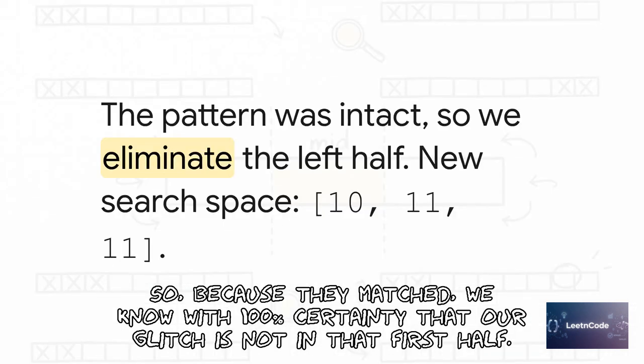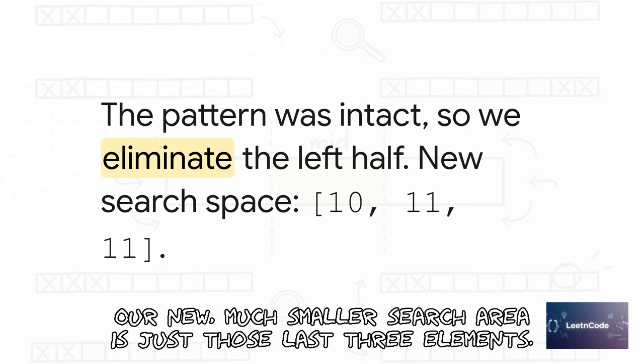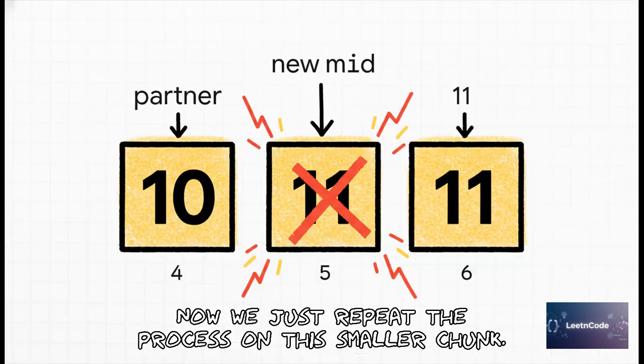So because they matched, we know with 100% certainty that our glitch is not in that first half. And just like that, poof, we eliminate half of our array. Our new, much smaller search area is just those last 3 elements. Now we just repeat the process on this smaller chunk.